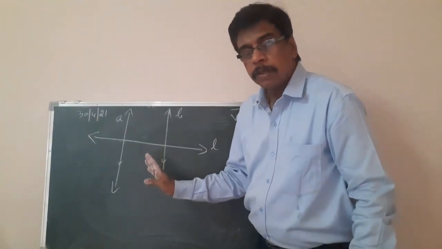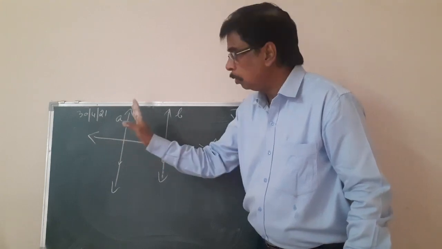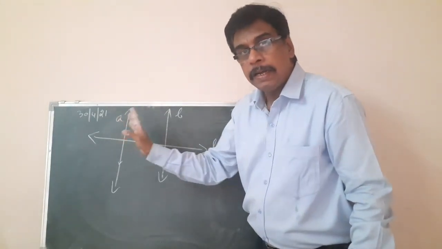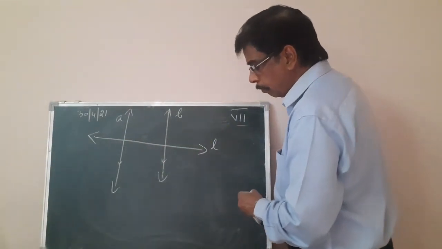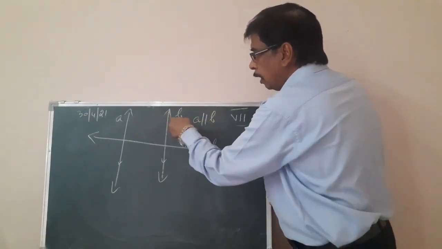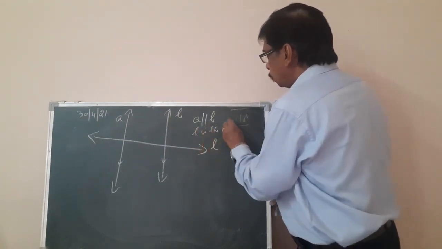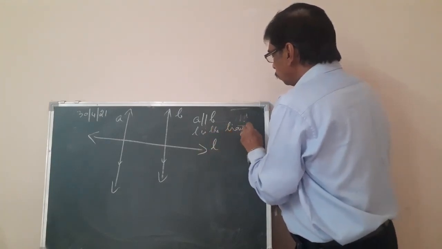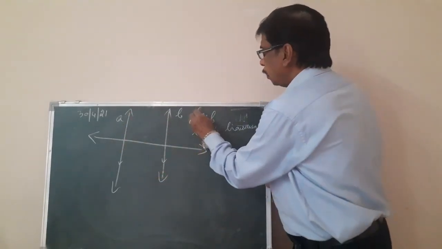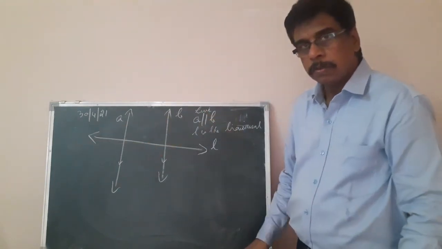In this figure, it's mentioned line L is a transversal to lines A and B, and A and B are parallel to each other. They said line A is parallel to line B and L is the transversal.